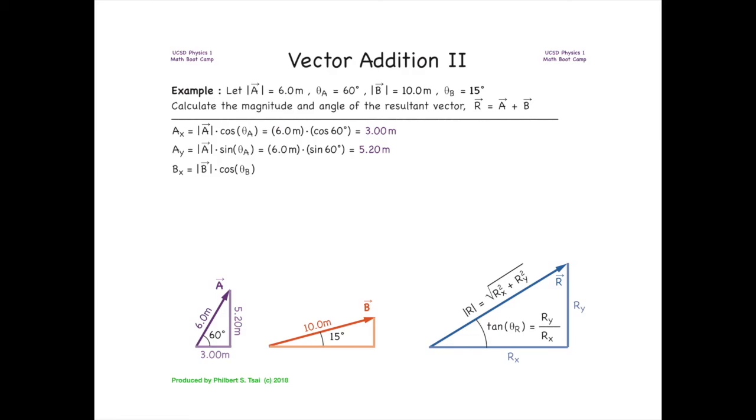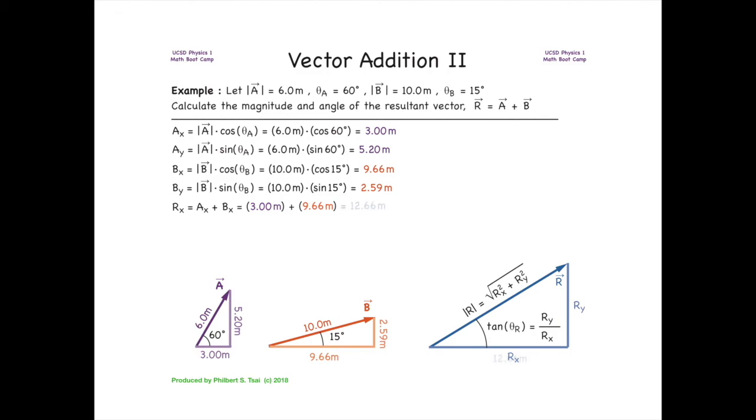We do the same thing for the B vector. Plugging in the numbers, we get Bx is equal to 9.66 meters, whereas By, using the sine formula, gives us 2.59 meters. Now that we have the x and y components for both vectors, we find the x component of the resultant vector by adding just the x components of the two vectors. Plugging in our results, we get 3 meters plus 9.66 meters gives us 12.66 meters for Rx. Similarly for Ry, we sum the y components of A and B to give us 7.79 meters.